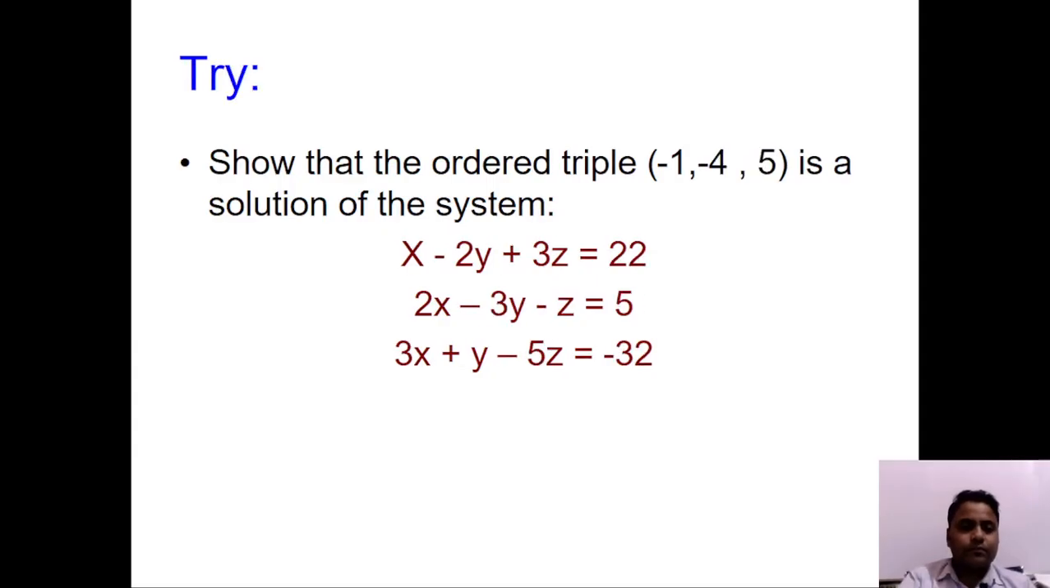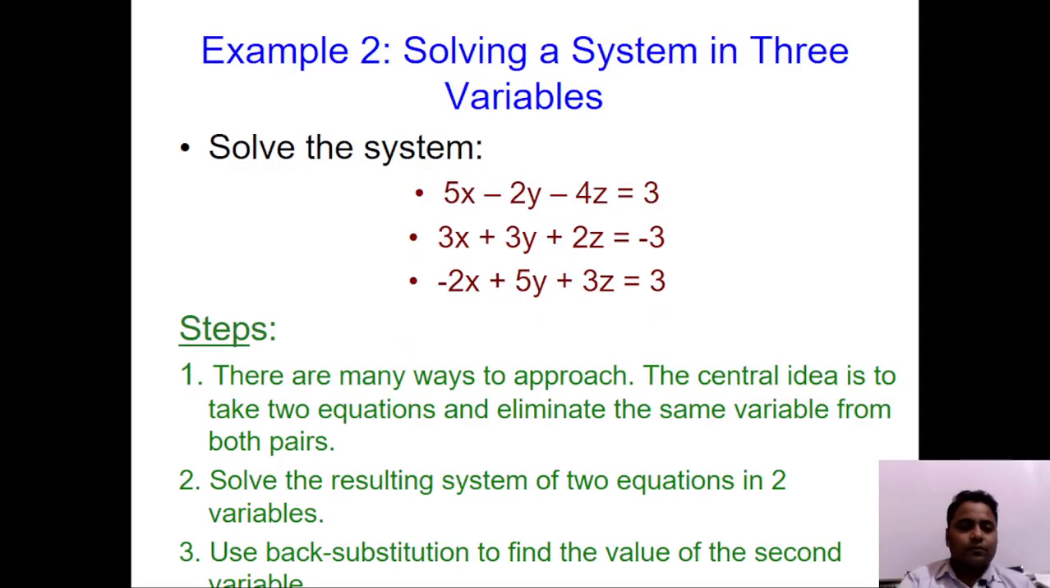Now this is the second example. Here we have to see some steps. There are many ways to approach it. The central idea is to take the equations and eliminate the same variable from both pairs.